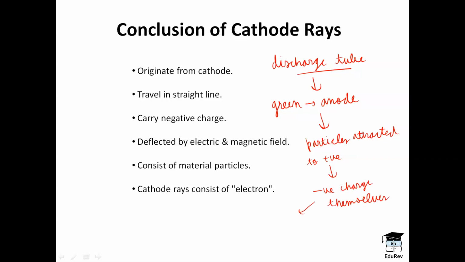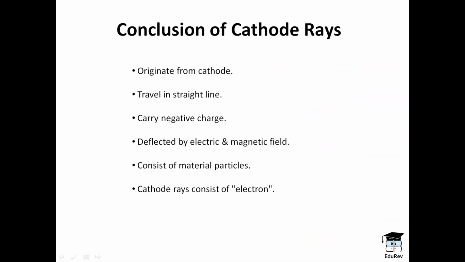Various characteristics of these were then experimented. They traveled in a straight line. They carried mass and velocity. It was also determined that they carried a negative charge as well. And these negatively charged particles of cathode rays were given the name electrons. So this was all about the discovery of electrons.